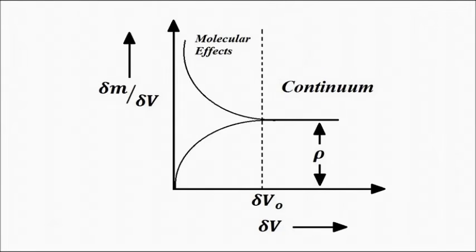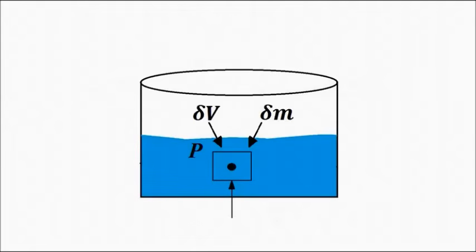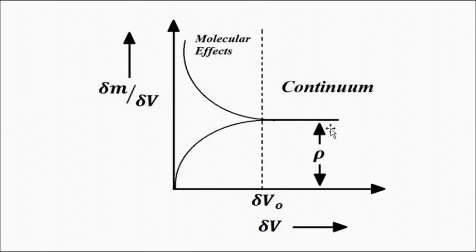When we try to decrease the volume going into the subatomic level where the molecular effects come into play, the properties which we previously assumed to be constant for a system start fluctuating. So this is the plot. We can divide it into two parts: the continuum zone and the molecular effect zone. This is the example we took for studying the concept of continuum in terms of mass density of a system.